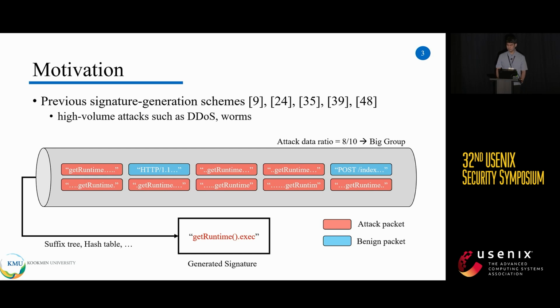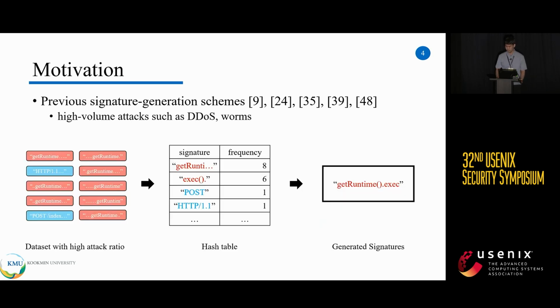Some previous work can generate signatures from network packets against a zero-day attack. However, all of them work only when most packets are from attackers with very similar packet content. In this slide, the attack ratio is up to 80%. When the attack ratio is so high, we are able to identify frequent suspicious signatures by selecting the most frequent substring from a simple hash table.